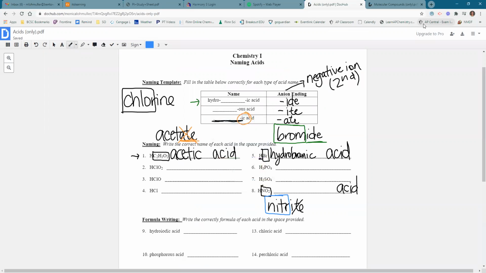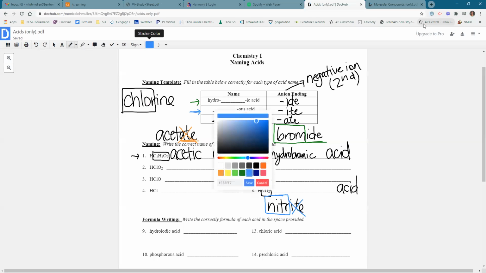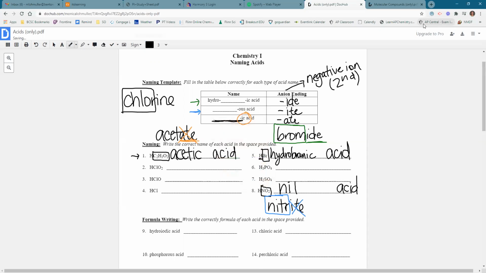So we're going to get rid of the ITE, and this is where we're going to follow the second line, the OUS. So we replace the ITE with the OUS ending. So it's going to be called nitrous acid. Nitrous acid, like that, for HNO2.